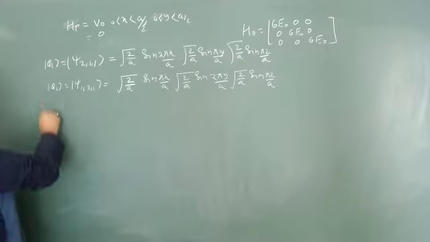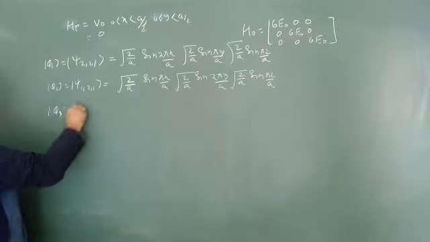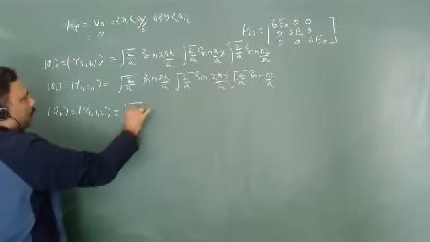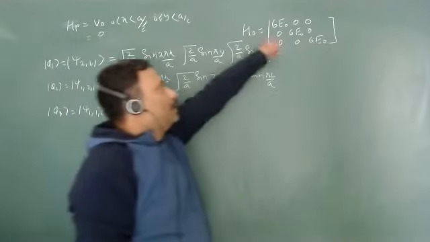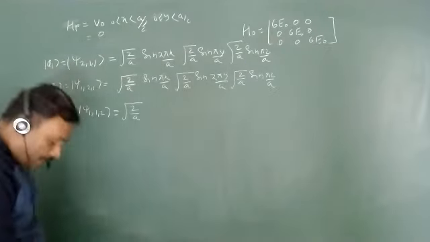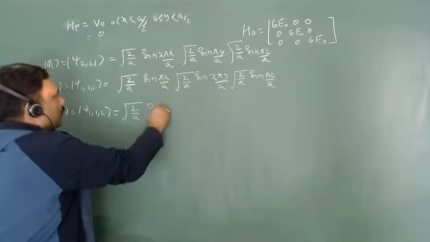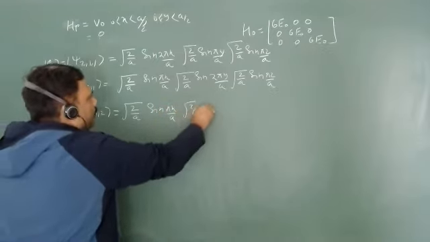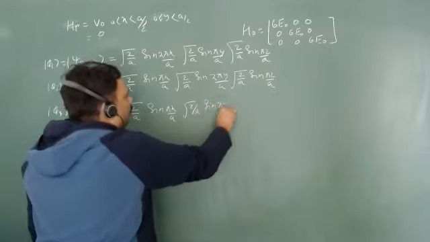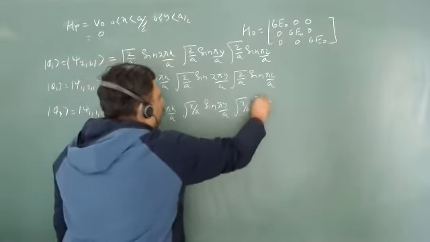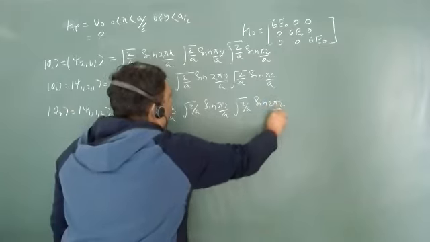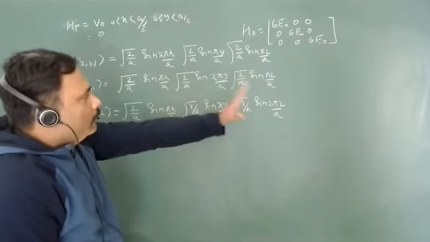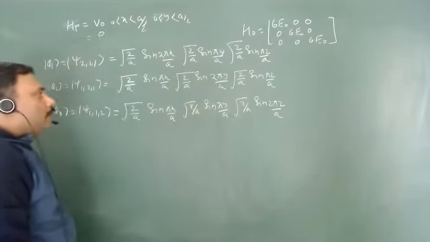Third one, phi 3, is psi 112, and they are triply degenerate. So this is why H0 is a 3 cross 3 matrix. So this is root 2 by a sine pi x upon a, root 2 by a sine pi y upon a, root 2 by a sine 2 pi z upon a. And x is between 0 to a, y is between 0 to a, and z is between 0 to a, and 0 otherwise.